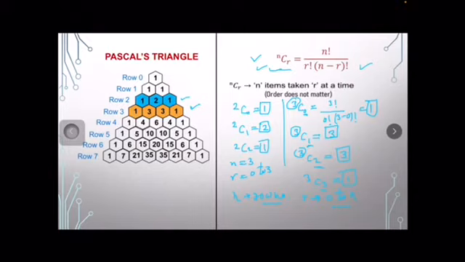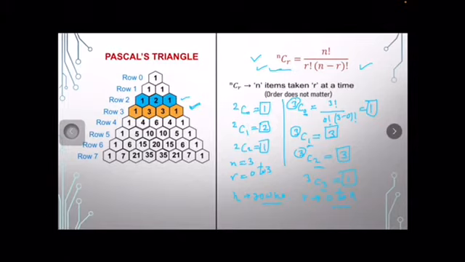So this will give the values 1, 3, 3, 1, that is the values of Pascal's triangle of the third row. So the relation is that by the row numbers and the combinations we get the values of the Pascal's triangle row. Clear?